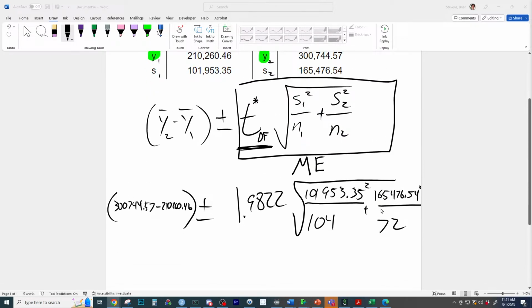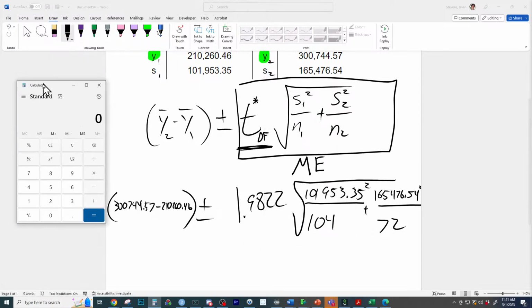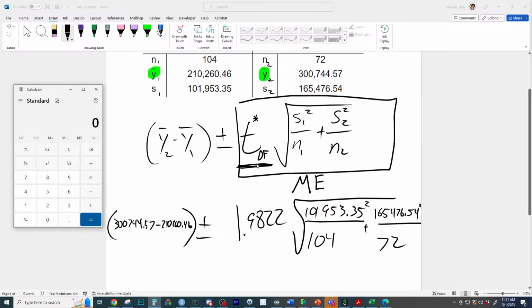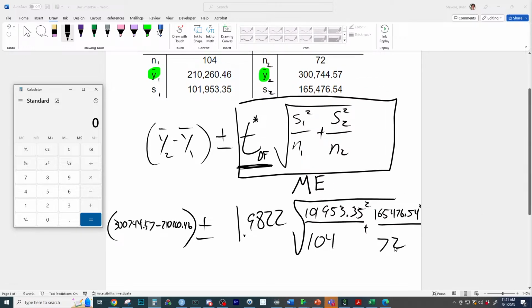Now I always solve the standard error first. So we're going to solve the standard error over there on the far right. That is the standard deviation squared over the sample size for the first group, plus the standard deviation squared over the sample size for the second group. Make sure to follow your notation. It doesn't matter if you put group 1 or group 2 in whichever order. You're just adding together the two standard errors basically of the means.